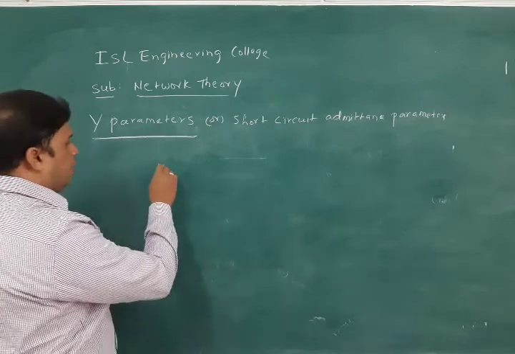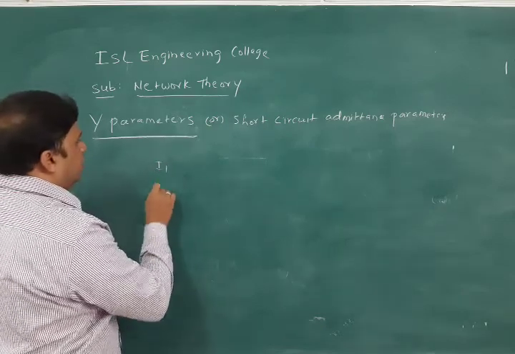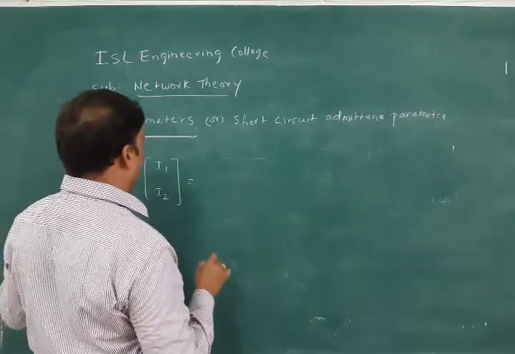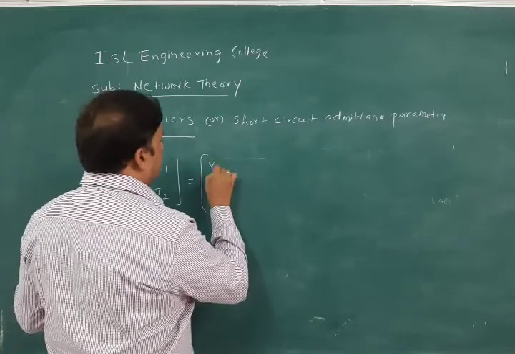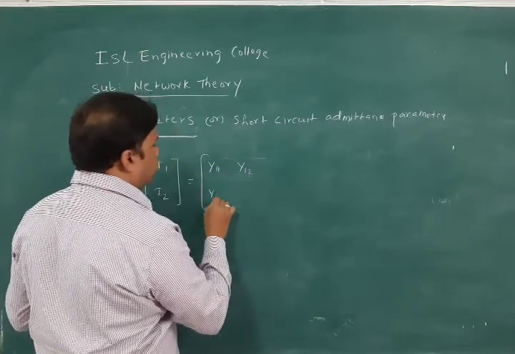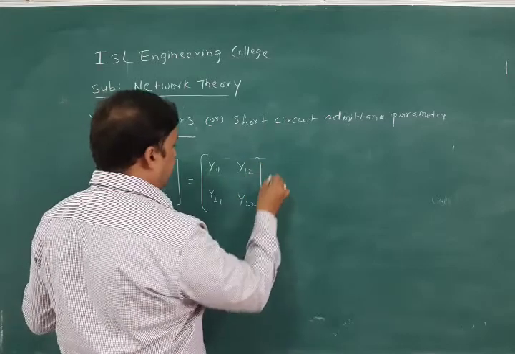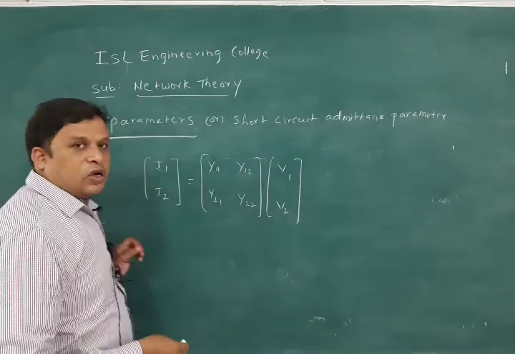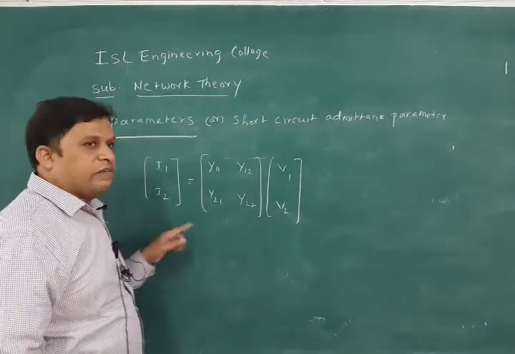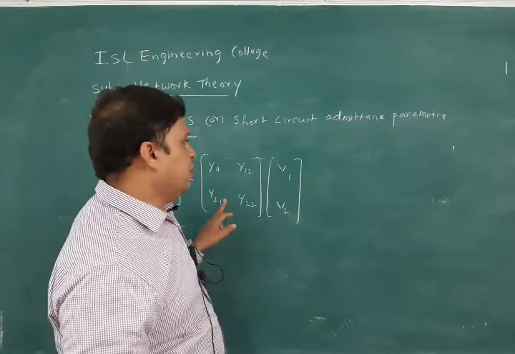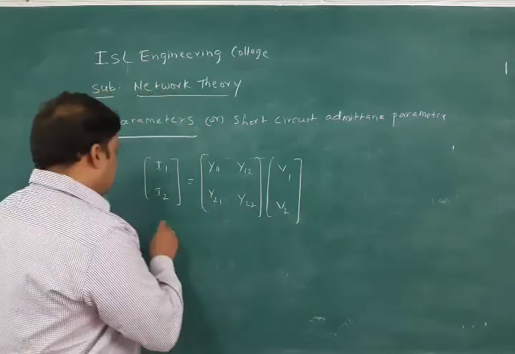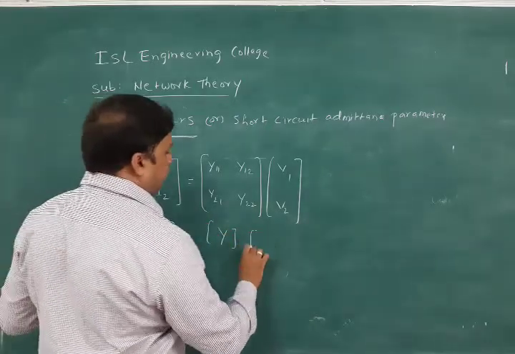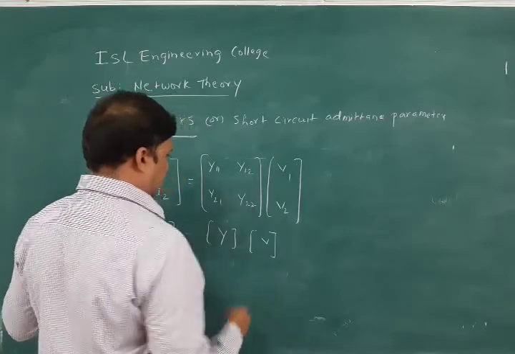If you see here, I will write the matrix form here. [I1, I2] is equal to [Y11, Y12; Y21, Y22] times [V1, V2]. I1, I2 is a column matrix, V1, V2 is a voltage matrix, and this is the admittance parameter matrix. We can write I is equal to Y into V.